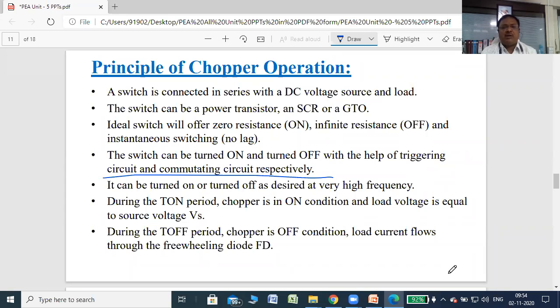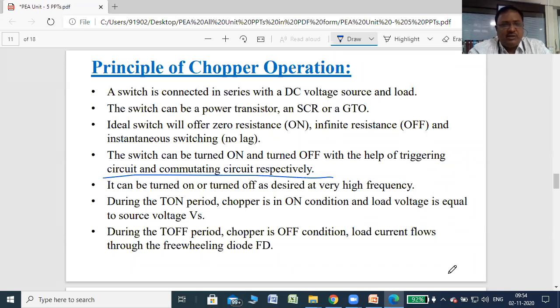Without a commutation circuit, you cannot turn off your SCR, because the input source voltage applied between anode and cathode is DC, right? And once your SCR turns on, it remains on. It never turns off. So the method to turn it off is to use proper commutation circuitry. Otherwise, your SCR never turns off.